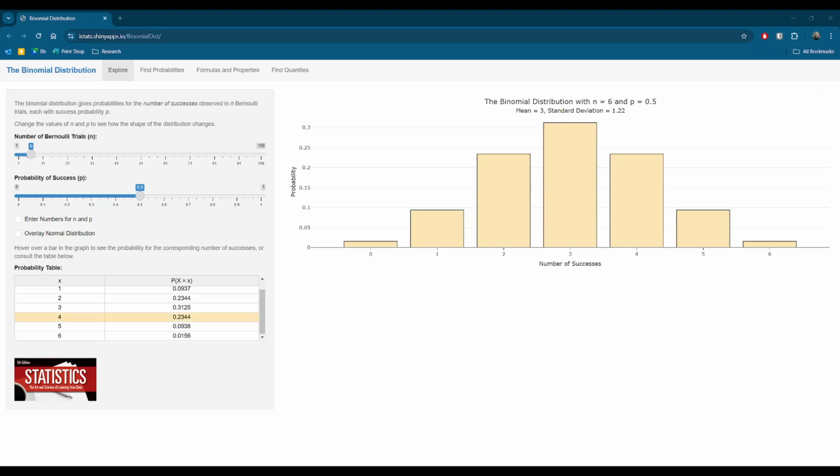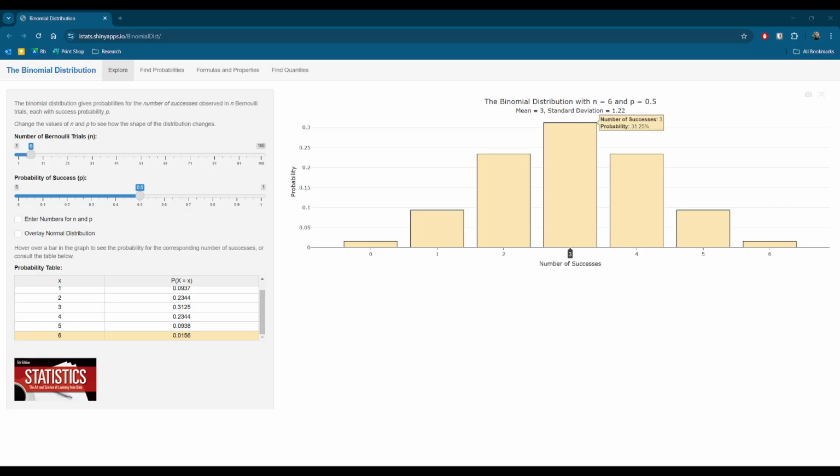Let's take a look at this shiny app for the binomial distribution for a couple of minutes. This one defaults to 6 trials for n and the probability of success of 0.5. So you can imagine flipping 6 coins and counting the number of tails or the number of heads. It provides a nice graph that looks almost like a histogram there with our different outcomes and their probabilities of success.